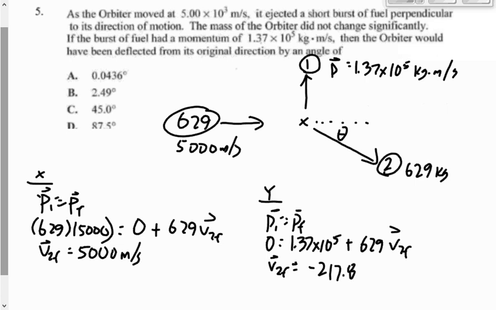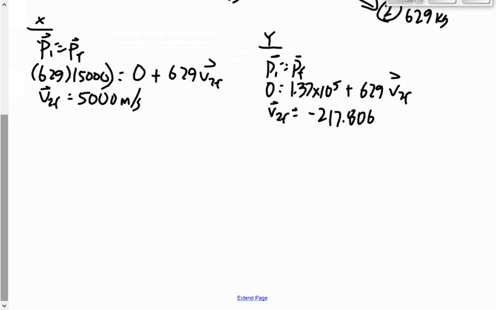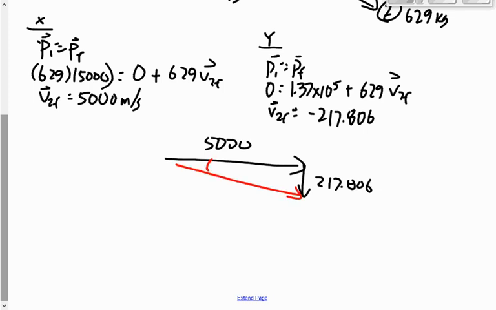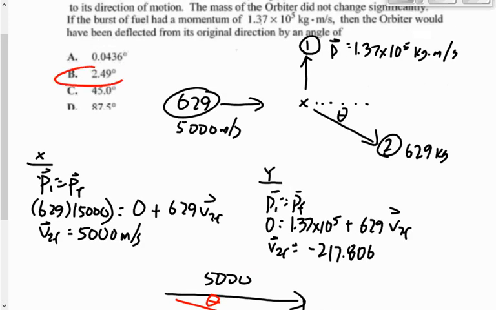Now we just say 5,000, 217. We're solving for that angle. So it's the inverse tan of 217 over 5,000. That's going to give me a small number, right? Looks like to be 2.49. Somebody just said 87.5. If it was, you just found the wrong angle. You didn't find the angle from the way that it was moving originally. It's measured from its original direction.